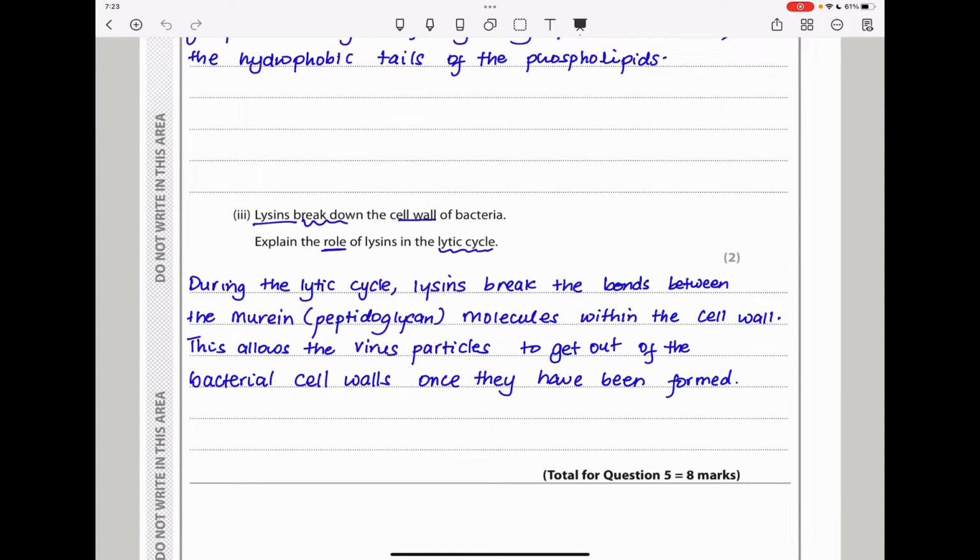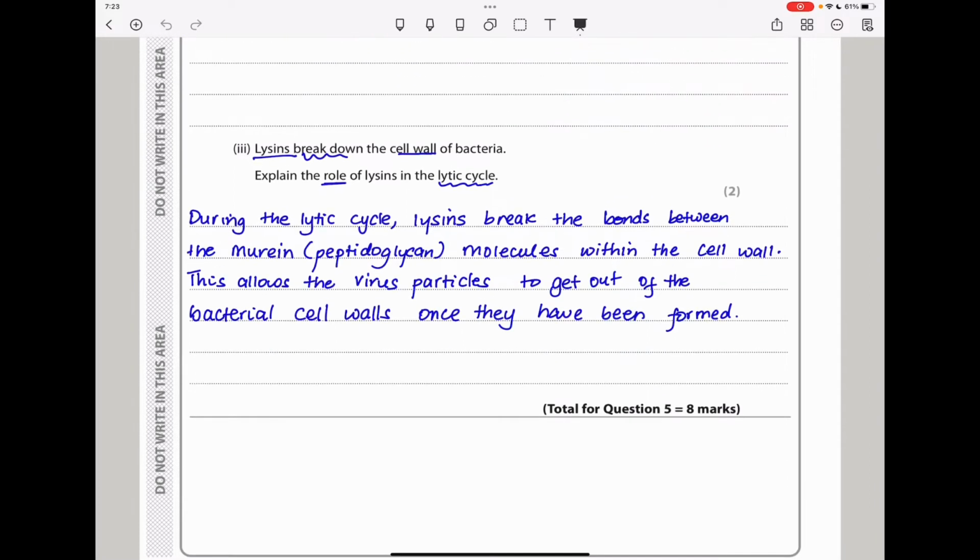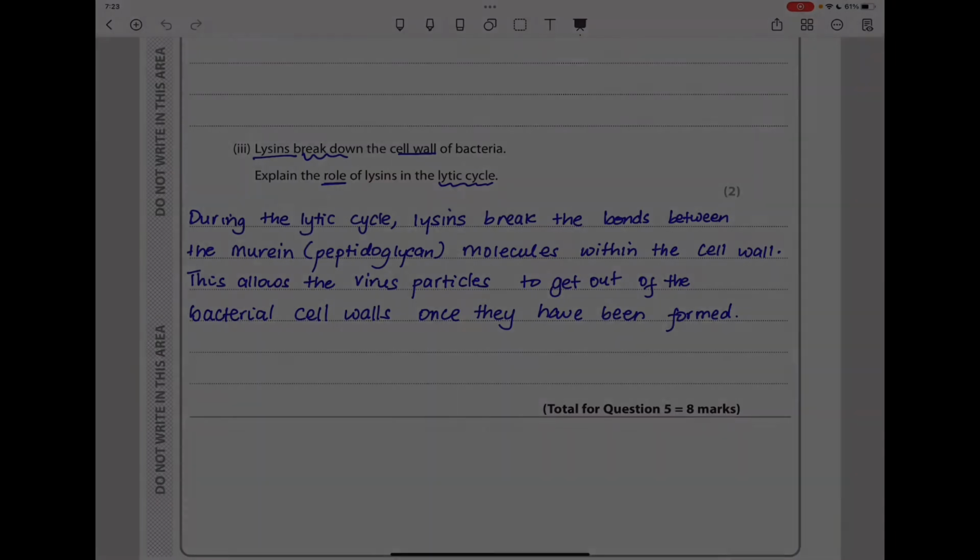So I said, during the lytic cycle, lysins break the bonds between the peptidoglycan molecules within the cell wall, and this allows the virus particles to get out of the bacterial cell wall once they have been formed. This brings us to the end of question 5. Let's continue on to question 6.